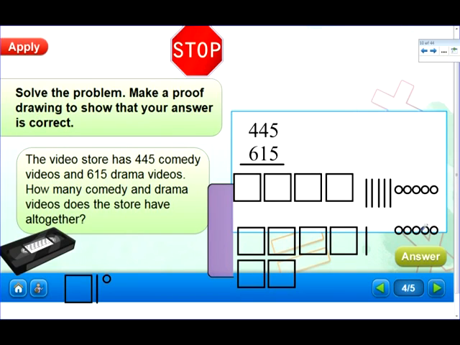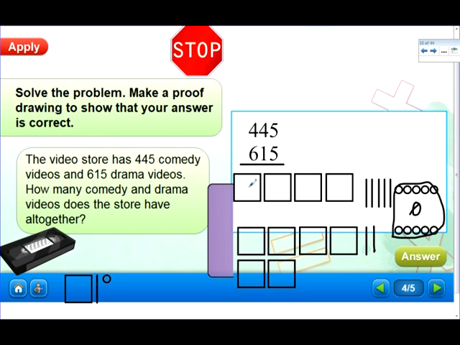We have 1, 2, 3, 4, 5, 6, 7, 8, 9, 10. So those right there equal 110. And so we have one extra 10 over here. So 1, 2, 3, 4, 5, 6, and now 7. And that will become a 0.